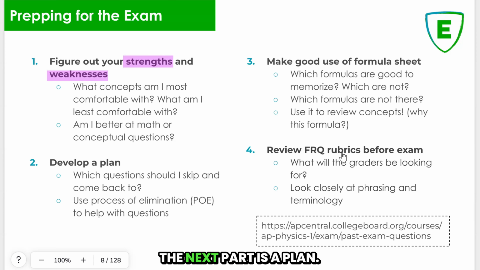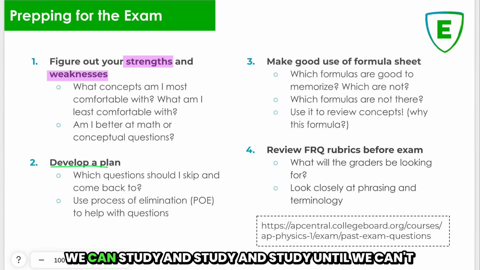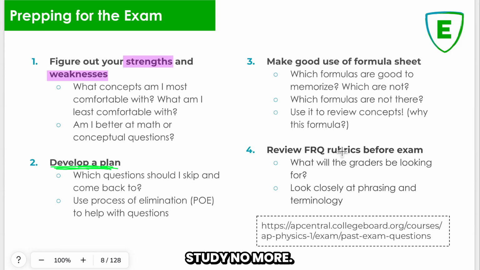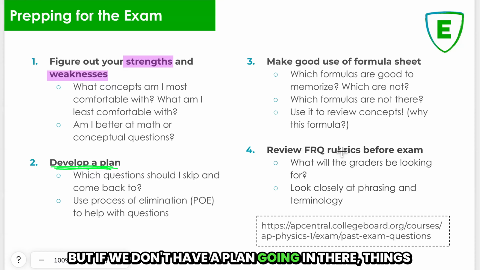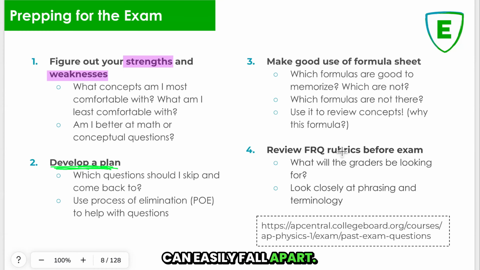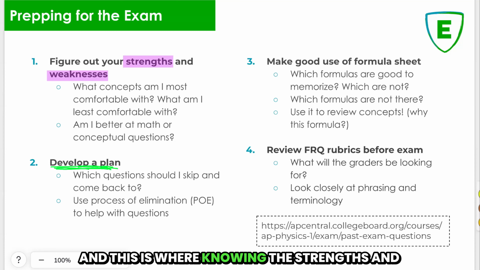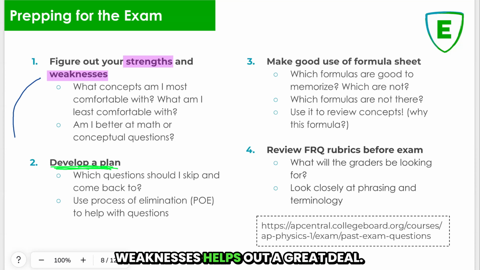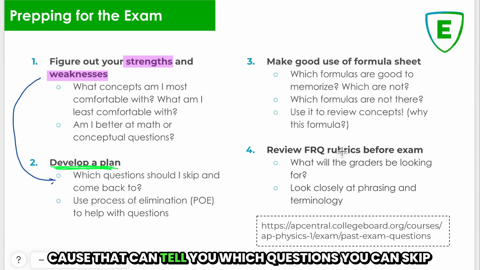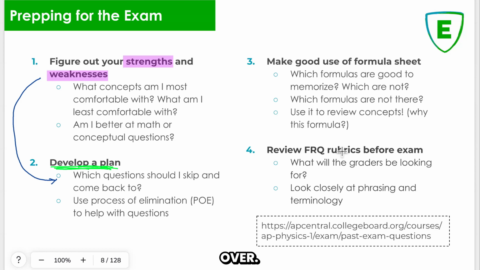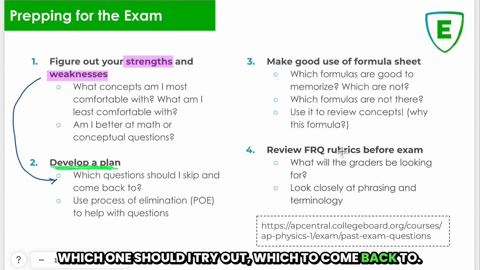Okay. The next part is a plan. We can study and study and study until we can't study no more. But if we don't have a plan going in there, things can easily fall apart. Okay. And this is where knowing the strengths and weaknesses helps out a great deal because that can tell you which questions you can skip over. Which one should I try out, which to come back to?